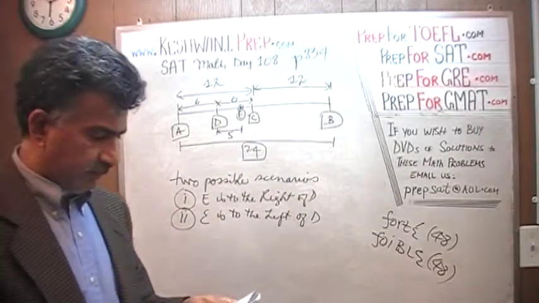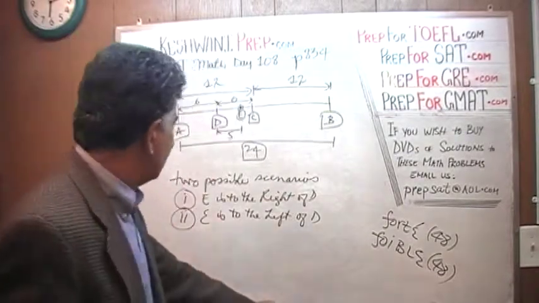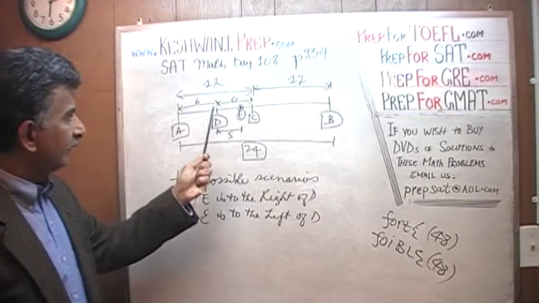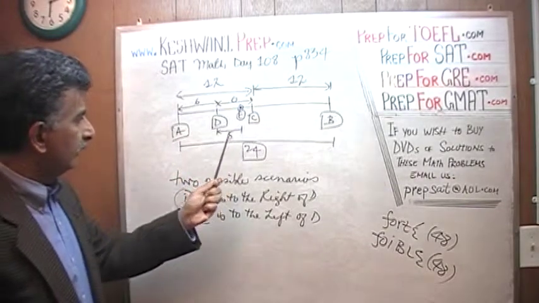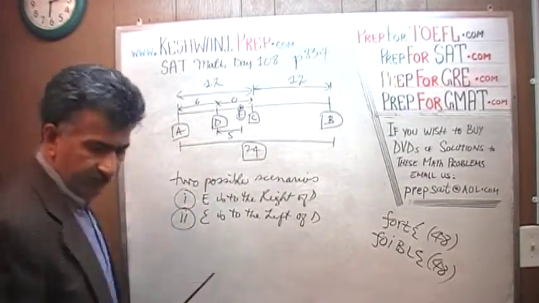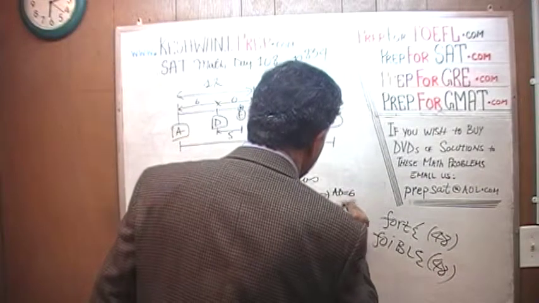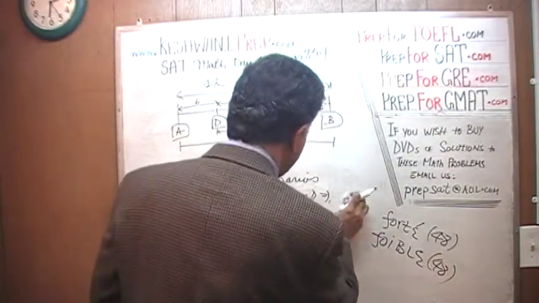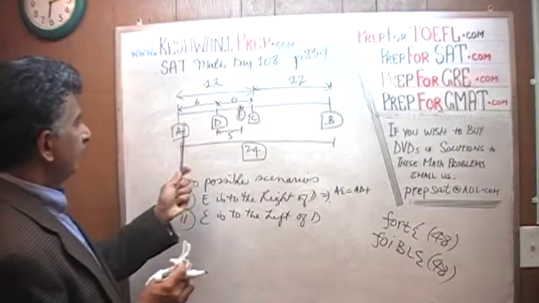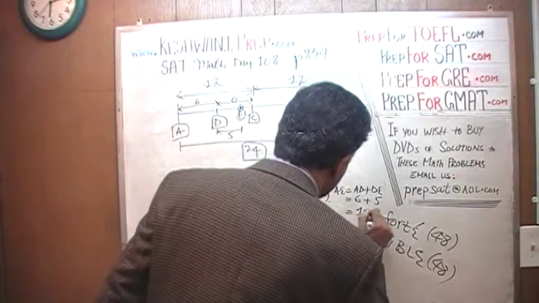Let's see what the question is asking. What is one possible distance from A to E? Well, in that case, listen carefully now. If we were to put E to the right of D, then the distance from D to E would be 5, as we show here. In that case, the distance from A to E would be A to D, which is 6, plus D to E, which is 5, giving us an answer of 11.